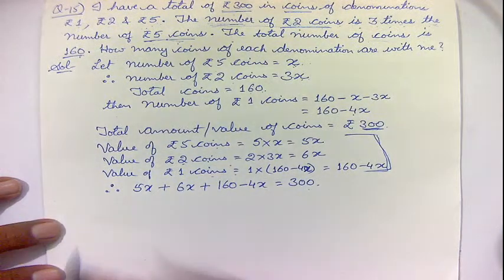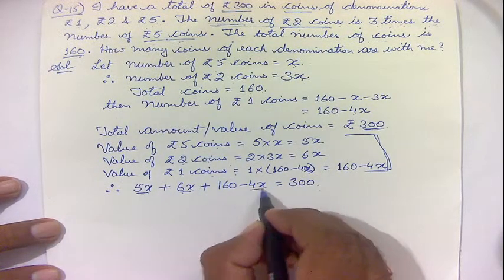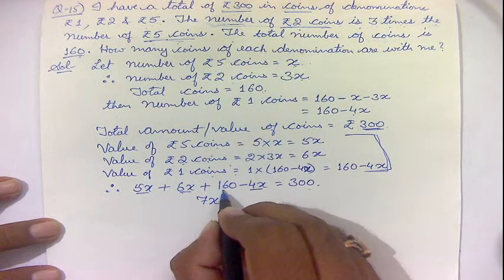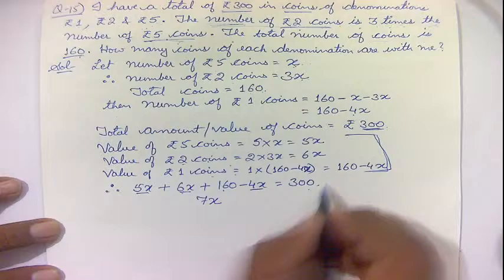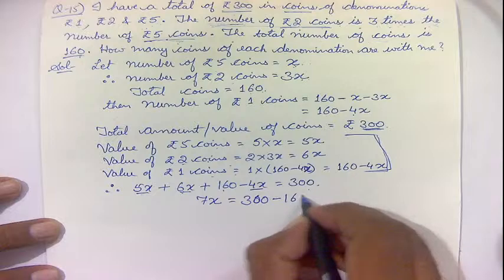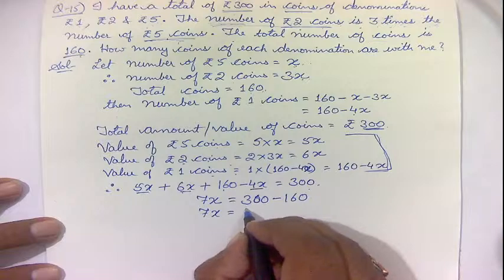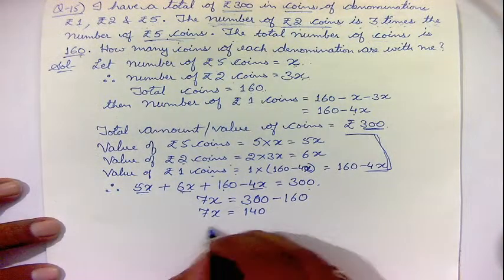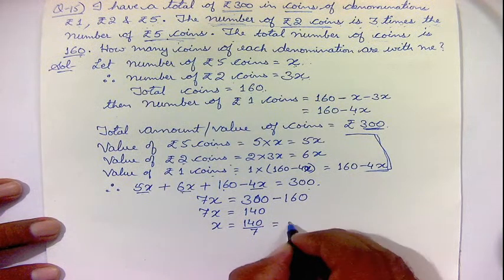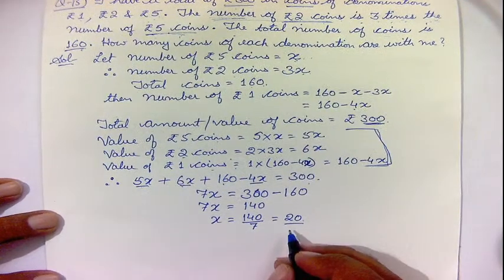The sum will be equal to 300. Now 5X plus 6X is 11X, minus 4X is 7X. And this 160 being a constant value, we will move it to the right side. So it becomes equal to 300 minus 160. So 7X equals 140. X equals 140 upon 7. That is, the value of X is 20. So we get the value of X as 20.